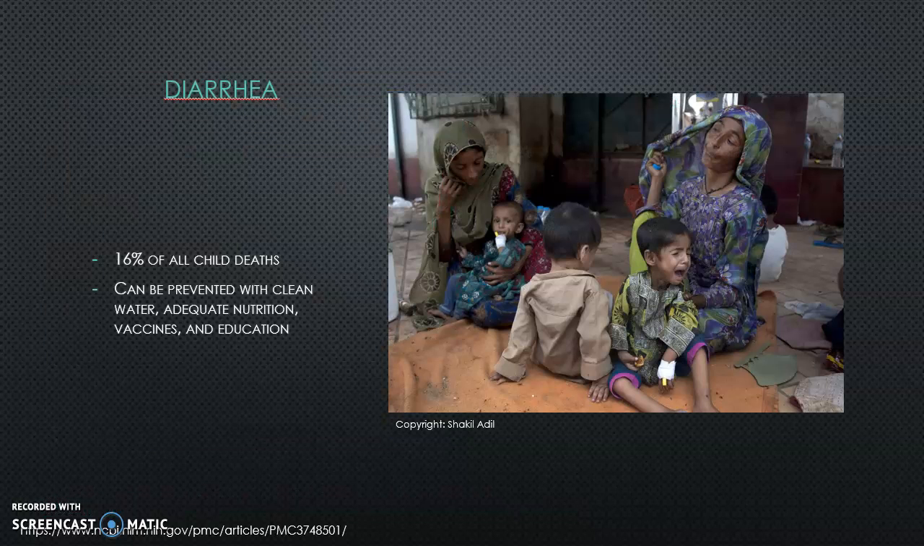The next leading cause is diarrhea diseases. So 16% of all child deaths are caused by diarrhea diseases. It can be prevented with clean water, adequate nutrition, vaccines, and education. So this form of child death is more difficult to mitigate. Programs that can help need to provide resources and infrastructure in order for education programs to be put into place to help educate caregivers, and mothers in particular, know the signs of dehydration.